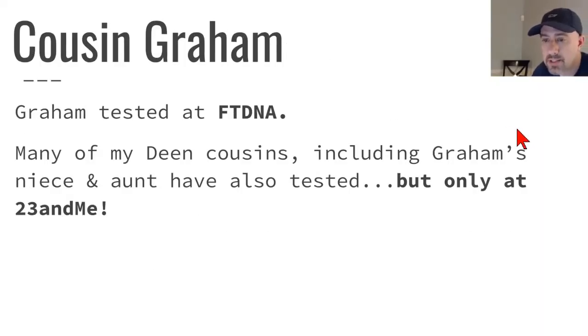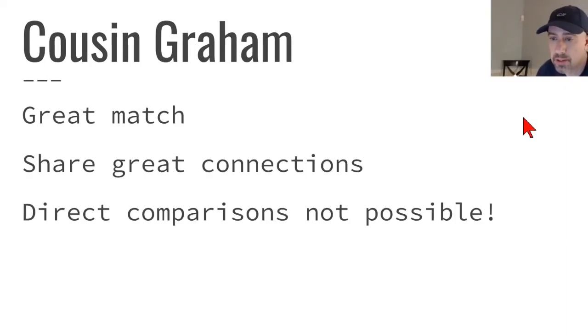So again, Graham tested at Family Tree DNA, and we believe that we're related on the Dean line. I do have a good number of other Dean cousins, but unfortunately it seems that all of my good DNA matches are at 23andMe. So we have this big barrier between Graham and the rest of my Dean cousins, and we have to figure out a way to deal with this barrier. We have a great match, we share some great connections, but the direct comparisons that we would like to make are just not possible because they're in different databases.